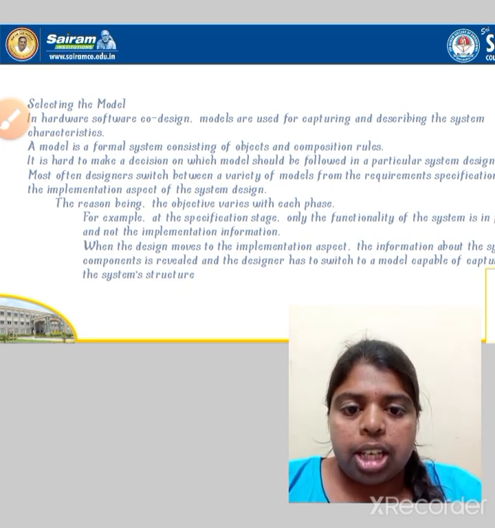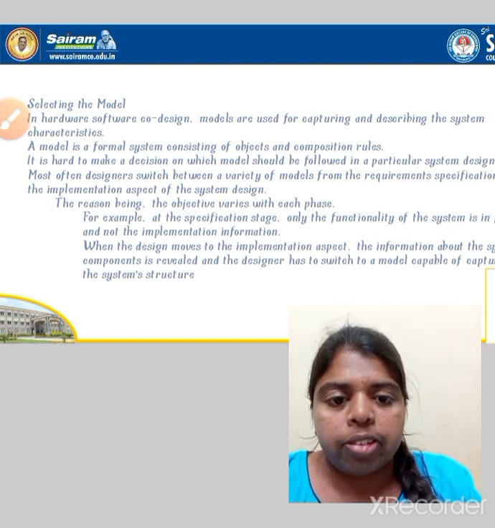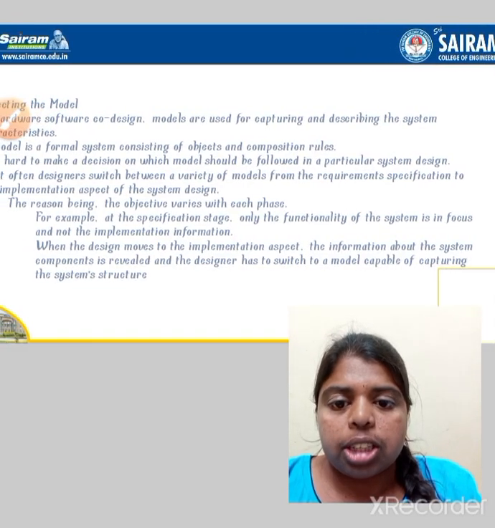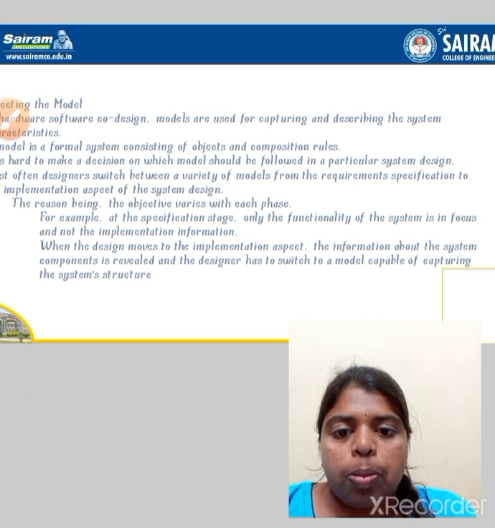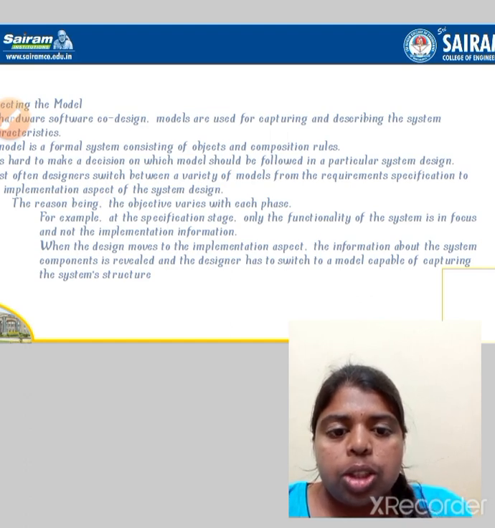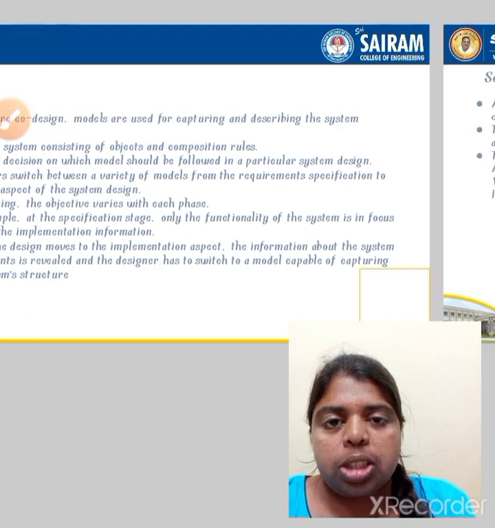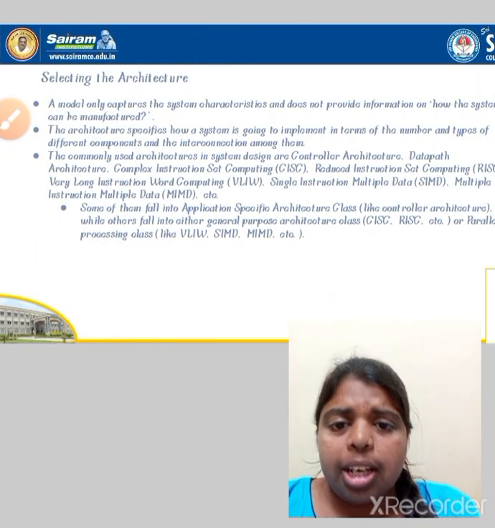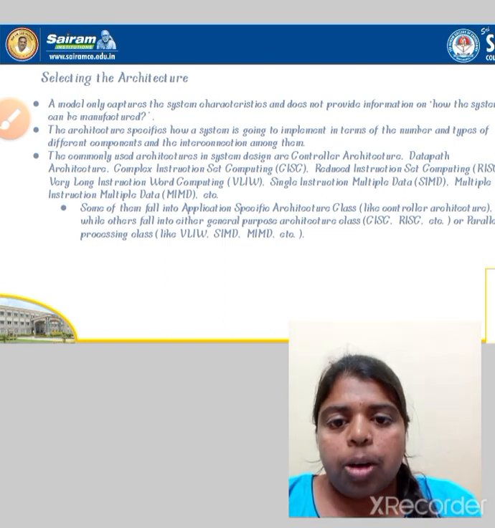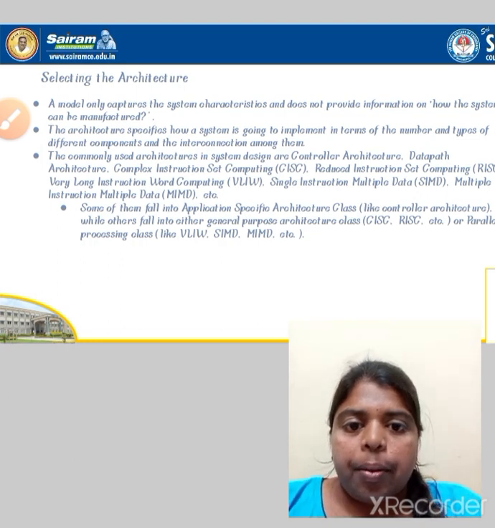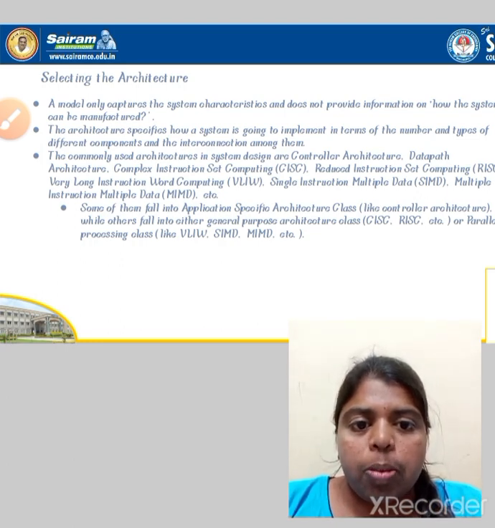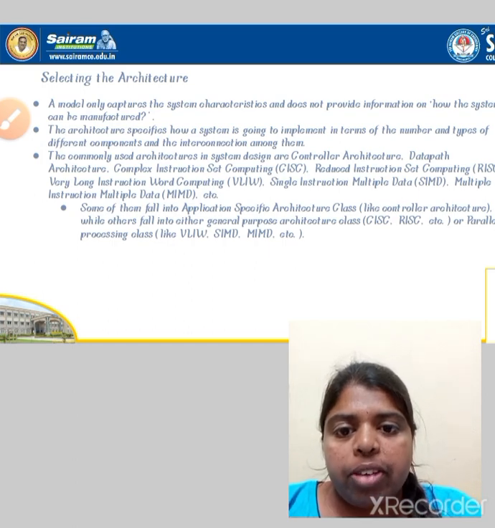For example, in the specification stage only the functionality of the system is in focus and not the implementation information. When the design moves to the implementation aspect, the information about the system components is revealed and the designer has to switch to a model capable of capturing the system structure. Selecting the architecture: a model only captures the system behavior and does not provide information on how the system can be manufactured.